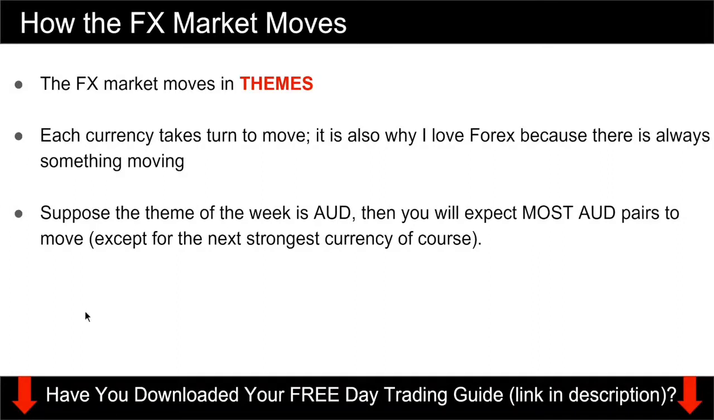I have an example over here. Let's say the theme of this week is Aussie. Let's say Aussie is strong. Now, if Aussie is strong, then you expect most Aussie pairs to move. It can be your Aussie dollar, your Aussie yen, Aussie cad, Aussie kiwi, and so forth. You expect most of them to move, except, of course, for the next strongest currency. So in this case, if let's say the dollar is strong, then of course Aussie dollar is not going to move, because when you pair a strong currency with a strong currency, the pair is not going to move much.